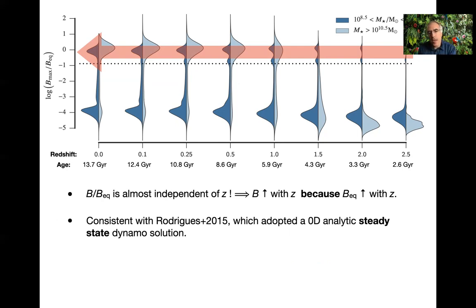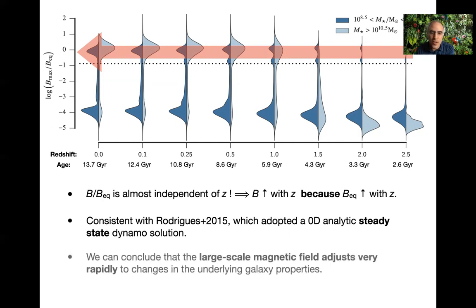And this is actually consistent with the result of Rodriguez et al. 2015, which is kind of the precursor to this paper, which adopted a 0D analytic steady state dynamo model. So they assumed a steady state. They assumed that the field adjusted instantaneously to the changes in the galactic properties. We haven't assumed that in our work, but we find that the results are similar, which tells us that the large-scale magnetic field does adjust very rapidly to changes in the underlying galaxy properties.